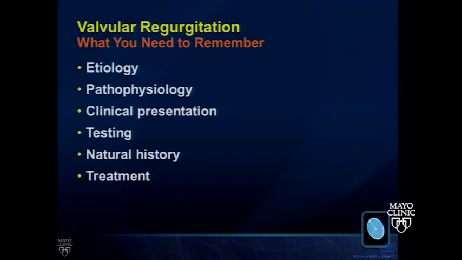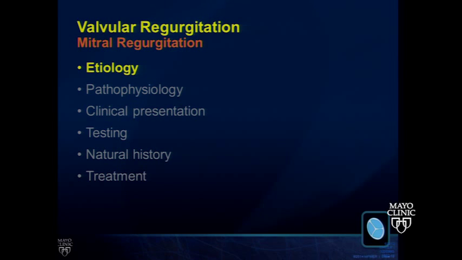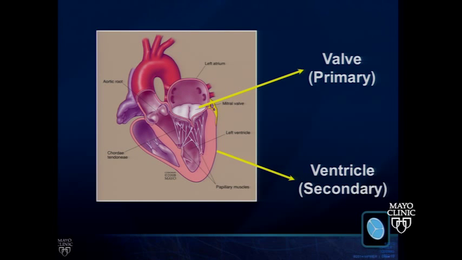And again, with the regurgitant lesions, as with the stenotic lesions, we're going to go over the etiology, pathophysiology, clinical presentation, testing, and then what's of critical importance here is the natural history of regurgitant lesions, because that will dictate treatment of these lesions.